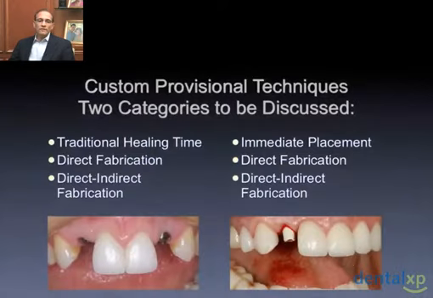And the way we're going to do that is we're going to talk about the custom provisional techniques that I utilize. There's basically two categories to be discussed. The first category is the traditional healing time, and the second category is the immediate placement. With traditional healing time, the appropriate time has gone for the osseointegration, and the patient presents with the healing abutments in place, or if it's the immediate placement, the surgery's been performed and the patient presents for immediate fabrication of the implant provisional.